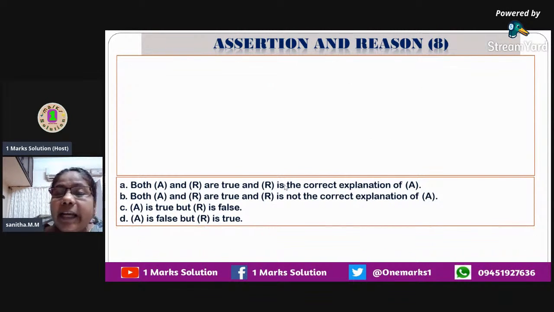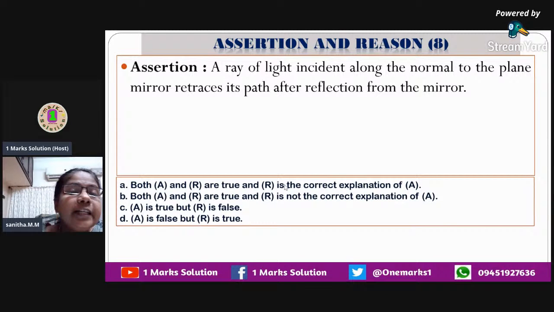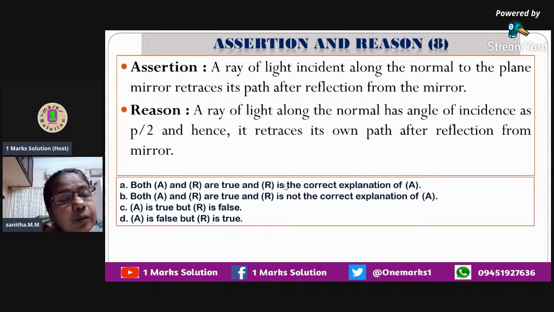Now we can go for the next one. Assertion is given as a ray of light incident along the normal to the plane mirror retraces its path. That means it comes back in the same direction after reflection from the mirror without any deviation. It will be retracing its path when it is along the normal. If it is oblique, sure we can say it will be deviated. So the assertion is correct. Now what about the reason?